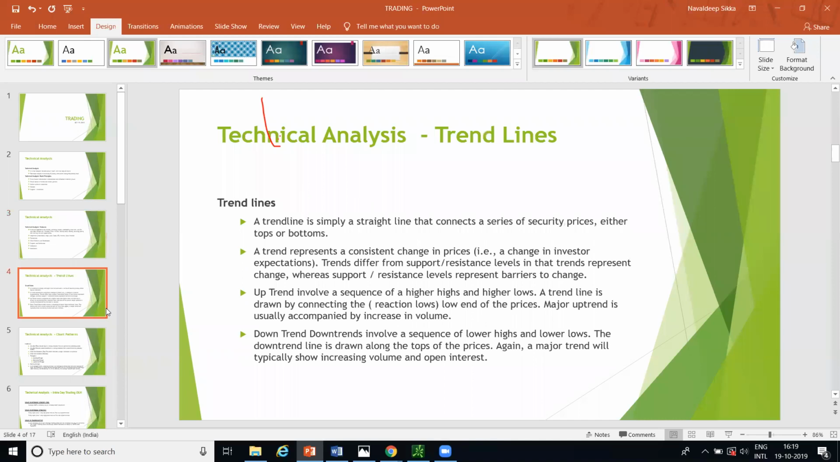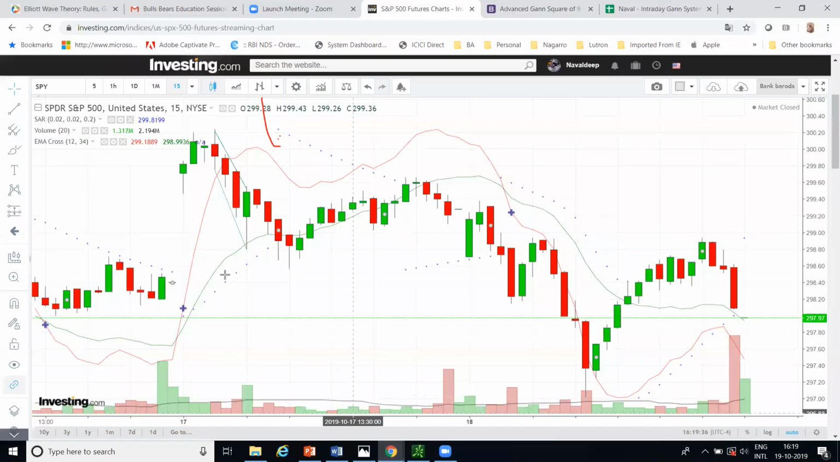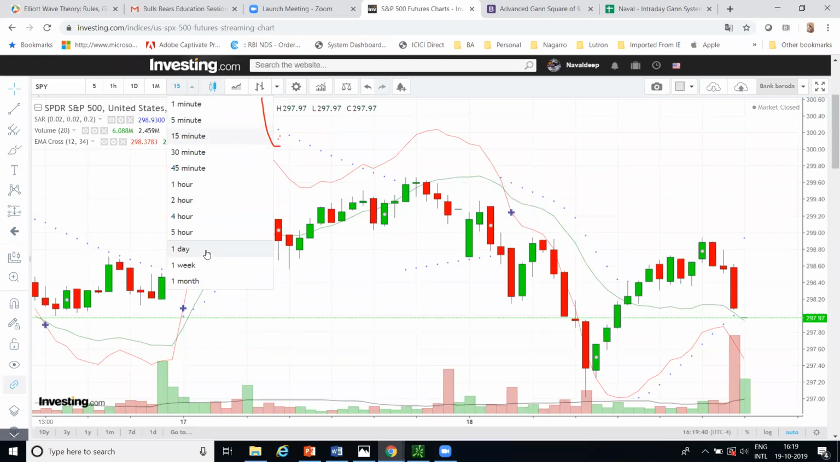Okay, so let's start with the trend line. What is a trend line? A trend line is simply a straight line that connects a series of security prices, either a top or a bottom. So if I go here and try to draw a trend line on the daily charts, let me go to the daily charts.